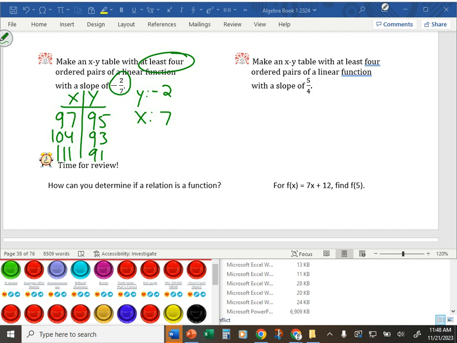Okay. And then the next one, very similar. This time a slope of 5/4, which means your y is a change of positive 5, right? And your x is a change of positive 4. And you're making an x, y table, function table with those values. Then there's time for review down at the bottom. How can you determine if a relation is a function? And for f of x equals 7x plus 12, find f of 5. Reviewing what number are you being given, what do you plug it in for, how you solve it, etc.